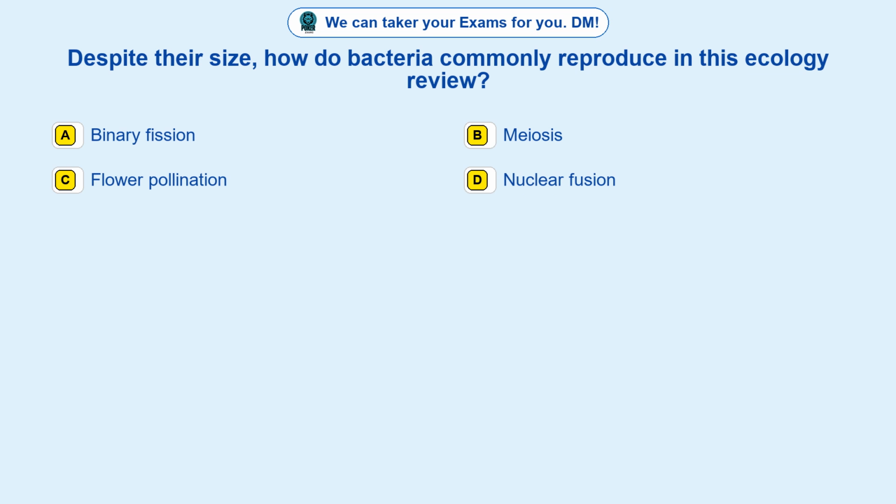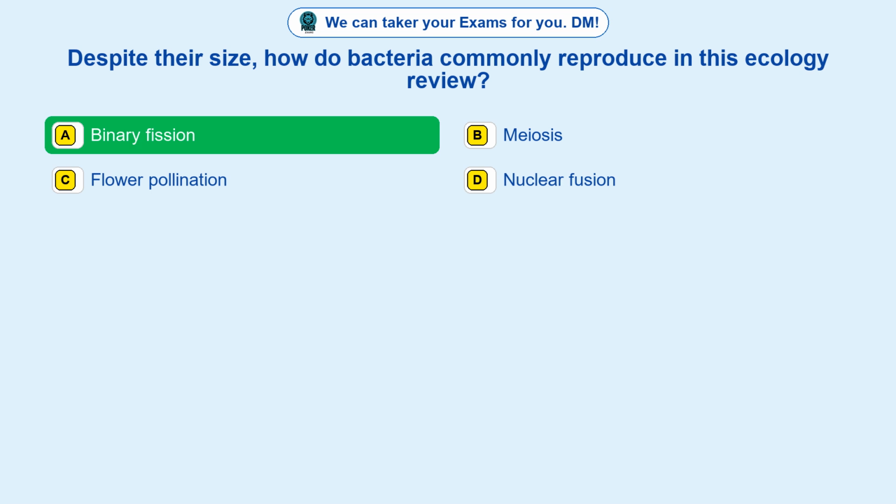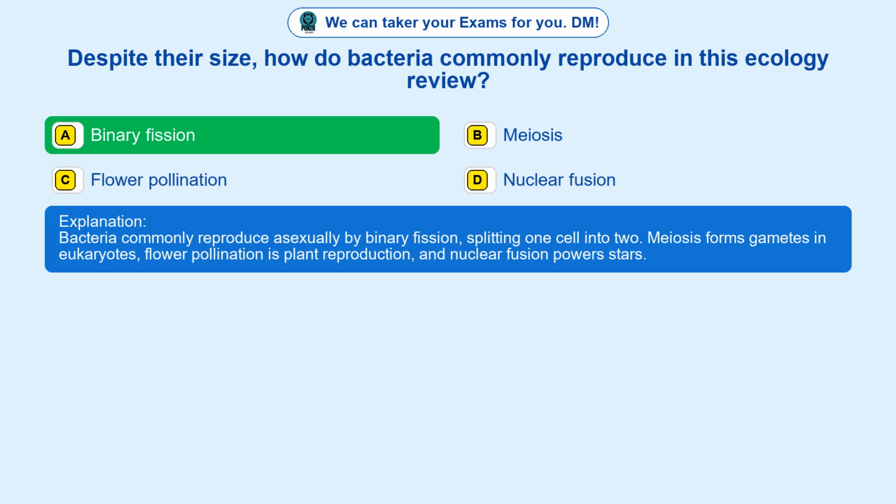Question 25. Despite their size, how do bacteria commonly reproduce in this ecology review? Option A, binary fission. Option B, meiosis. Option C, flower pollination. Option D, nuclear fusion. The correct answer is option A, binary fission. Bacteria commonly reproduce asexually by binary fission, splitting one cell into 2. Meiosis forms gametes in eukaryotes, flower pollination is plant reproduction, and nuclear fusion powers stars.